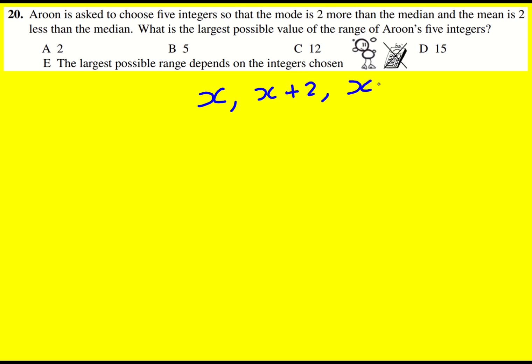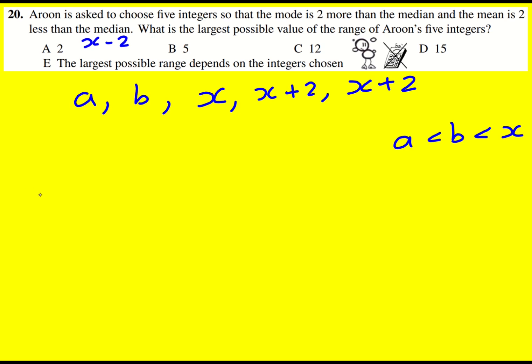there's going to be 2 of them over here for it to be the mode. And then I've got 2 other numbers that I'm going to write in order. So a is less than b, which is less than x. And they can't be the same because we know that the mode has to be x plus 2. Now the mean is 2 less than the median, so that's going to be x minus 2.